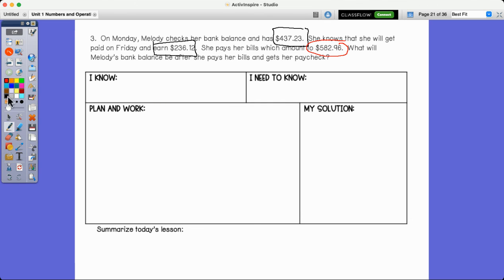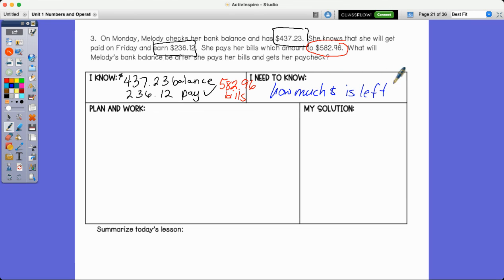So I know I'm going to do my colors. $437.23, that's her balance. She gets $236.12, that's her paycheck. And then she has to pay bills. Sadness, $582.96 bills. I need to know how much money is left. Sadness.